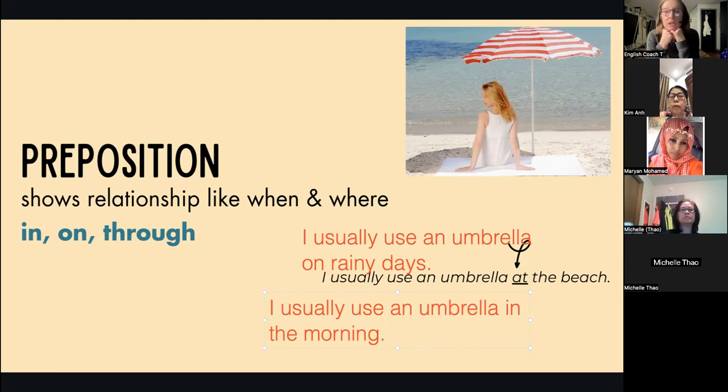Okay, good, Tao. Can you give me an example using the sentence, I usually use an umbrella? In the morning. I'm trying to think of more time prepositions. Give me some common time prepositions. Anybody have anything? Any other examples they want to use? In, on, by. And at. Oh, good, Fardausa. This is a good example.